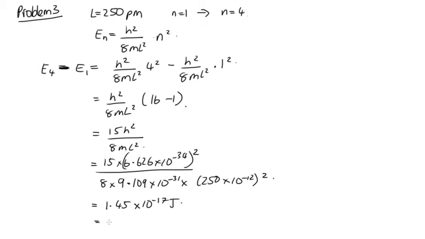And so this is equal, well, that's the answer. But if we want to put it into electron volts, which is a more common unit for things of this size, we divide by 1.602 times 10 to the minus 19 and end up with 90.3 electron volts.